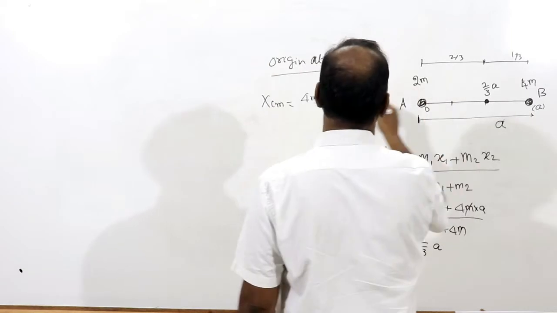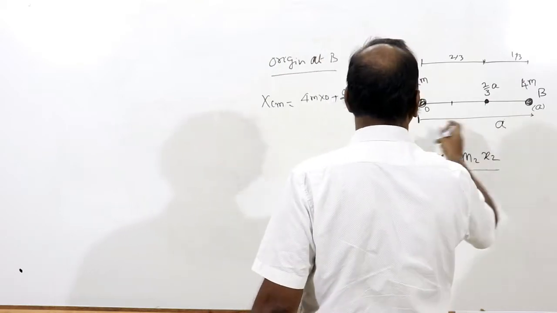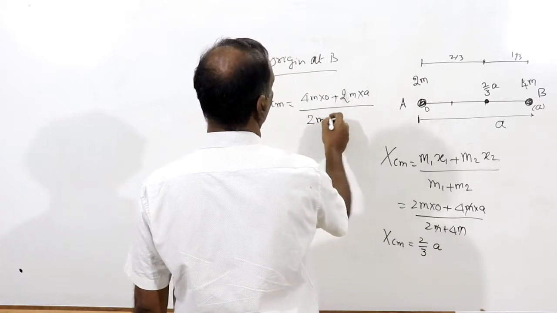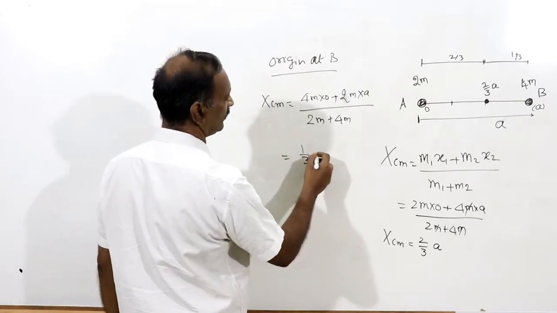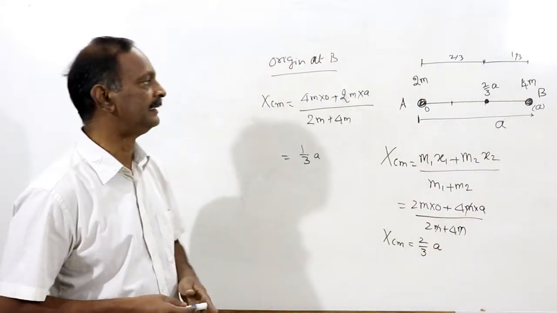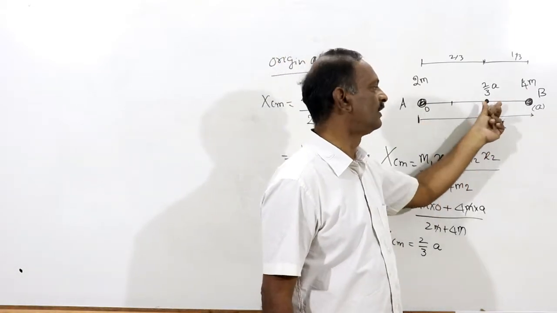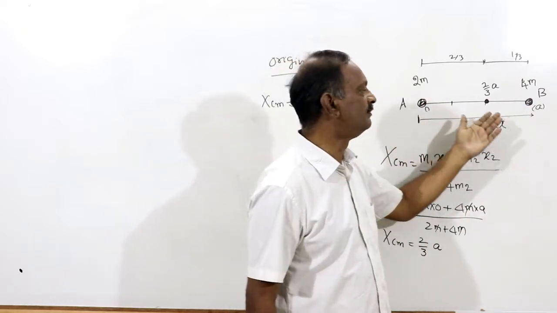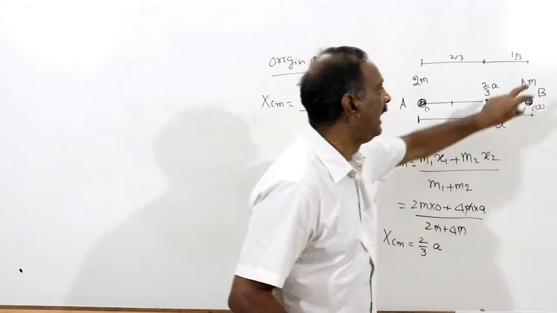plus 2M into the distance from here to M2, which is E, divided by the total mass 2M plus 4M. This is equal to 1/3 of E. It means the center of mass is located at 1/3 of the distance from here. We can now see the center of mass of these point masses is located at a distance 2/3 from A and 1/3 from B. It means both the statements are the same, as the center of mass is located close to the heavier mass.